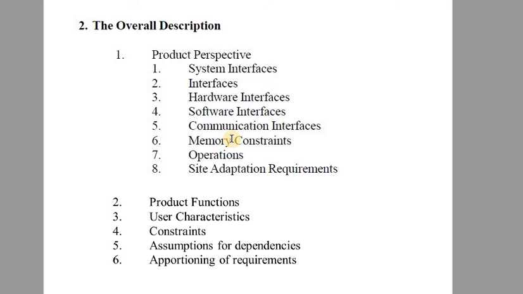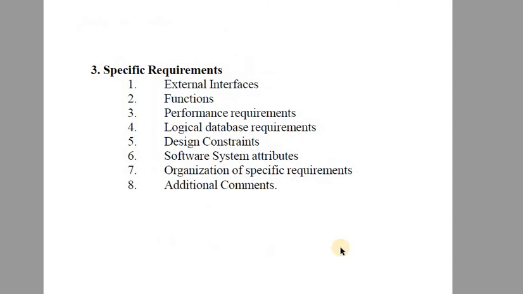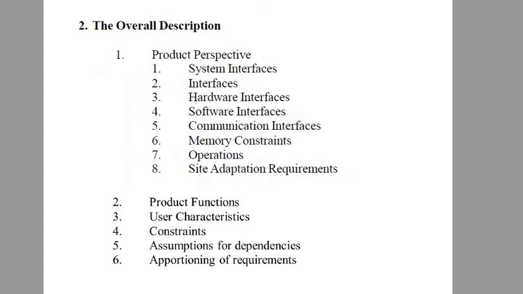It's one template. The second section should contain the overall descriptions. The third section should contain the specific requirements, performance requirements, logical database requirements, software system attributes, additional requirements, like this. So this is one standard SRS template. All are using the same standard template. So this is the IEEE standard template.